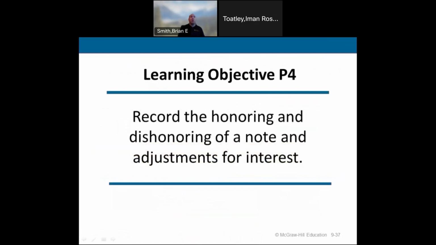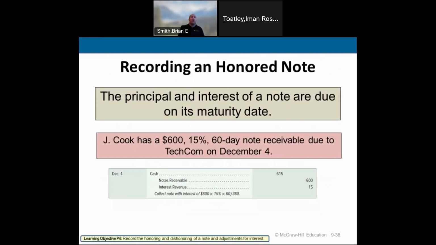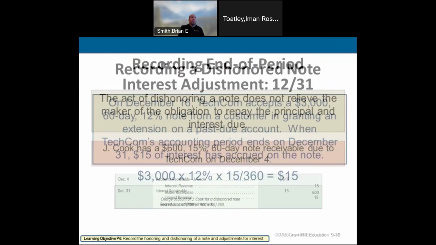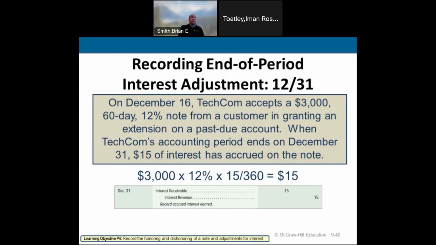So record the honoring and dishonoring of a note and adjustments for interest. I'm not going to go into a whole lot on this. Bottom line is, if you get the note paid, you debit your cash that you got, credit the notes receivable because they paid it off, and credit interest revenue. But if they don't pay it off, you're moving it to an accounts receivable, basically. That's what happens when you dishonor notes.